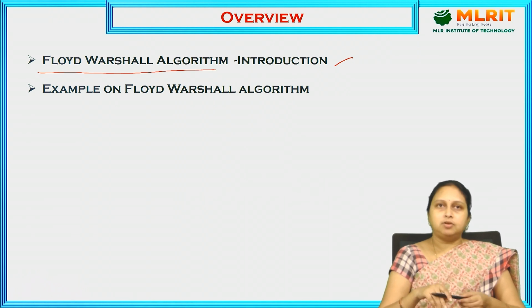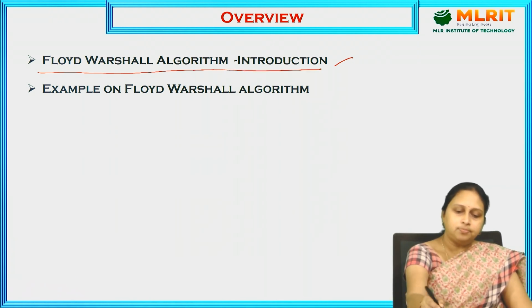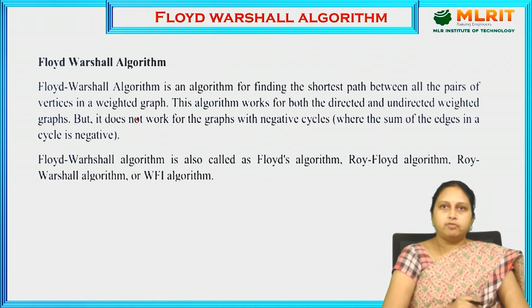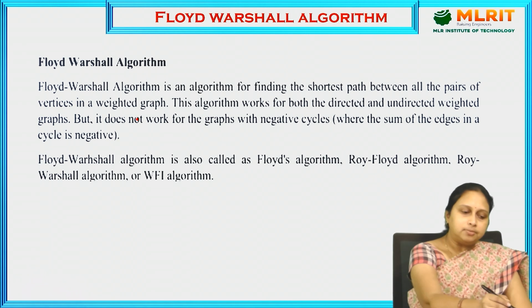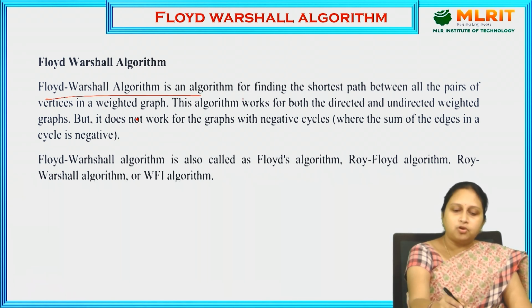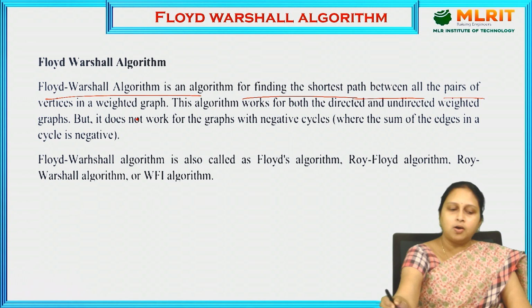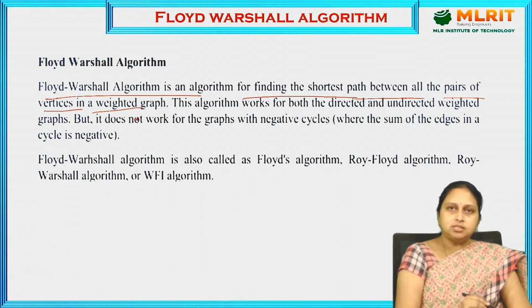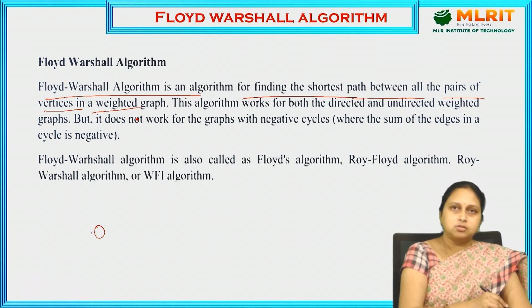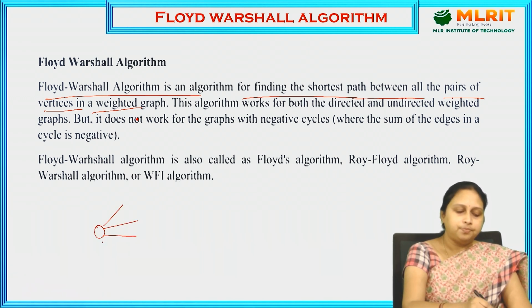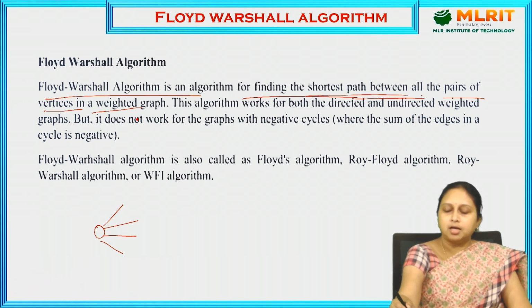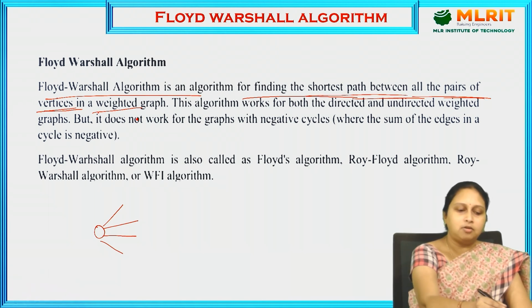And in this session, we will be discussing the Floyd Warshall algorithm, an introduction and an example. What is this Floyd Warshall algorithm? This algorithm is for finding the shortest path between all the pairs of vertices in a weighted graph. In the previous case, we took a particular source and from there found the shortest path to the other vertices. But here, it finds the shortest path between all the pairs of vertices in a weighted graph.